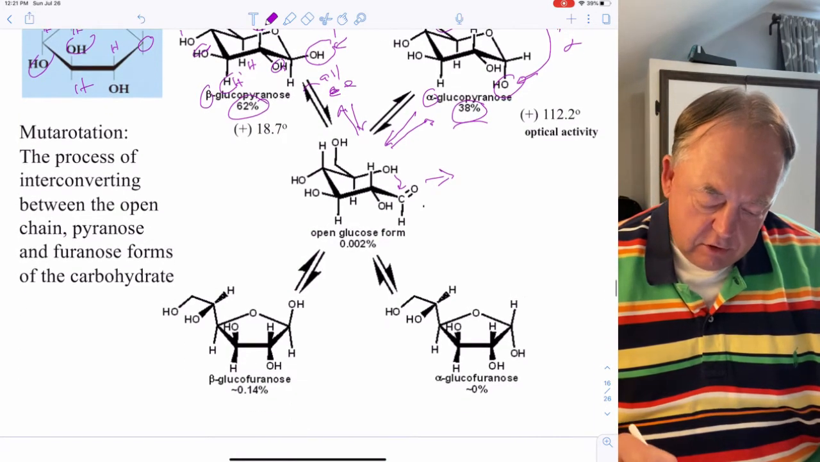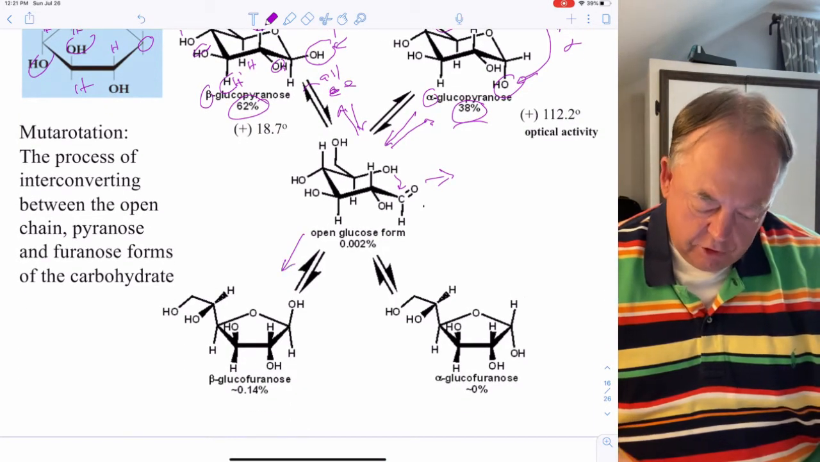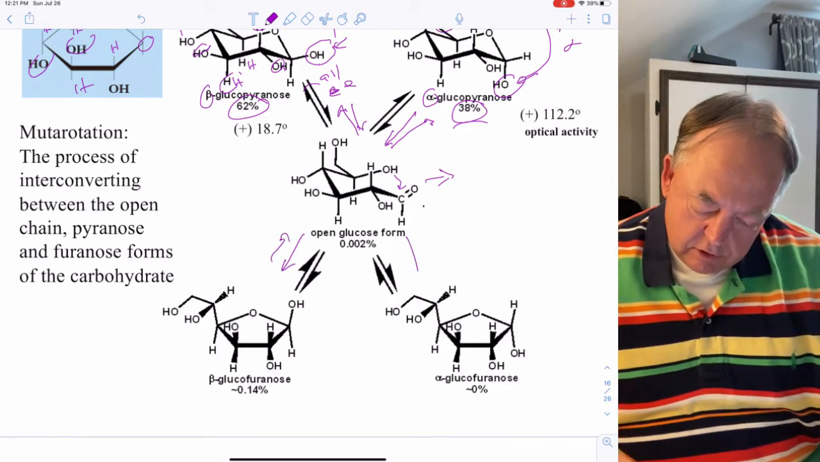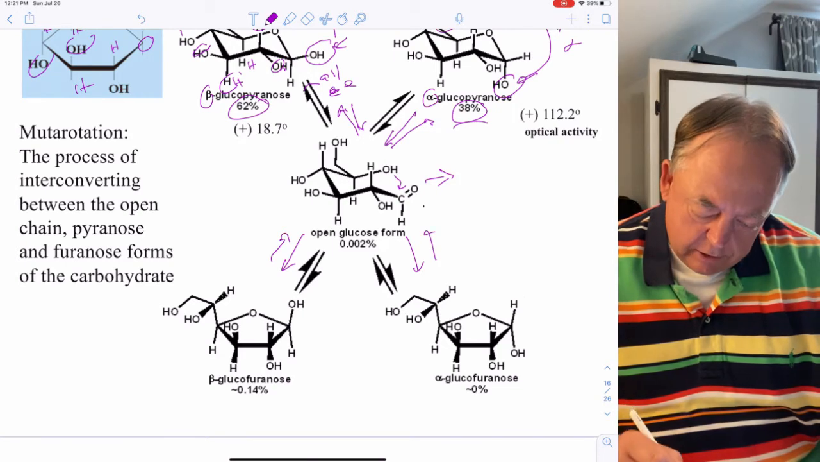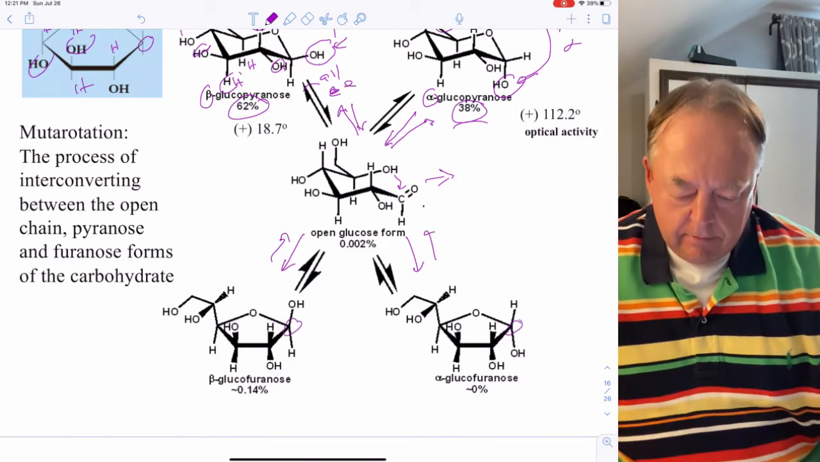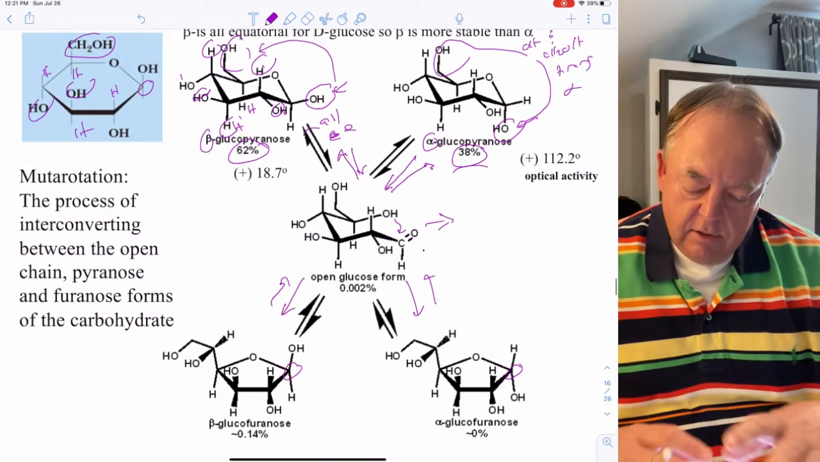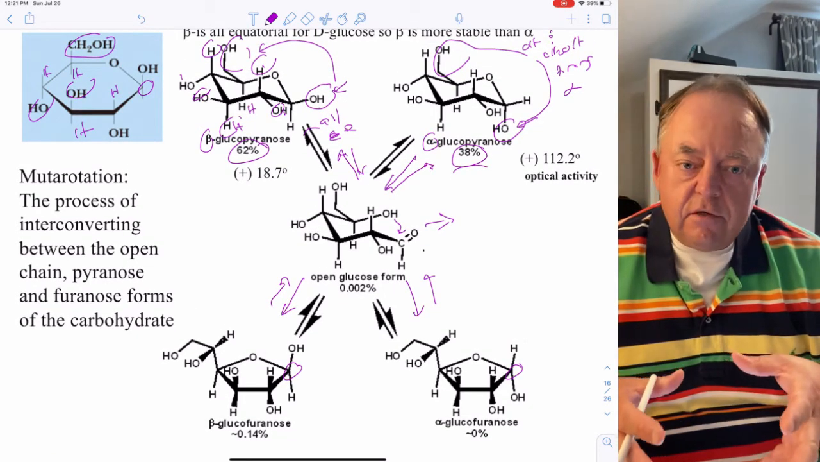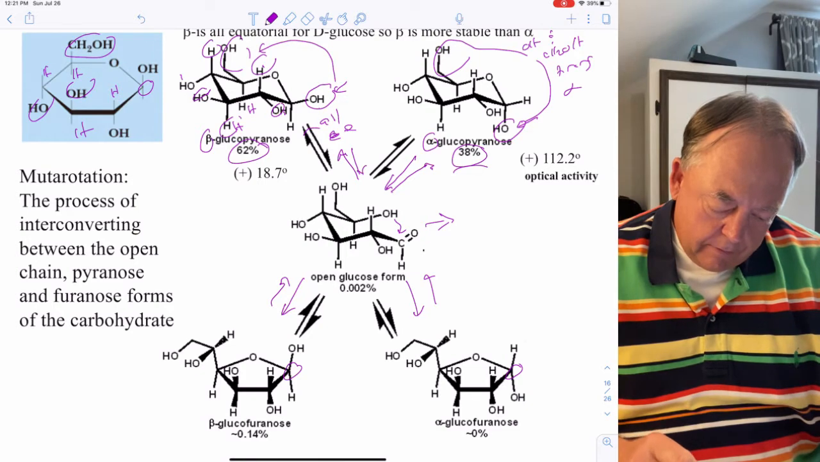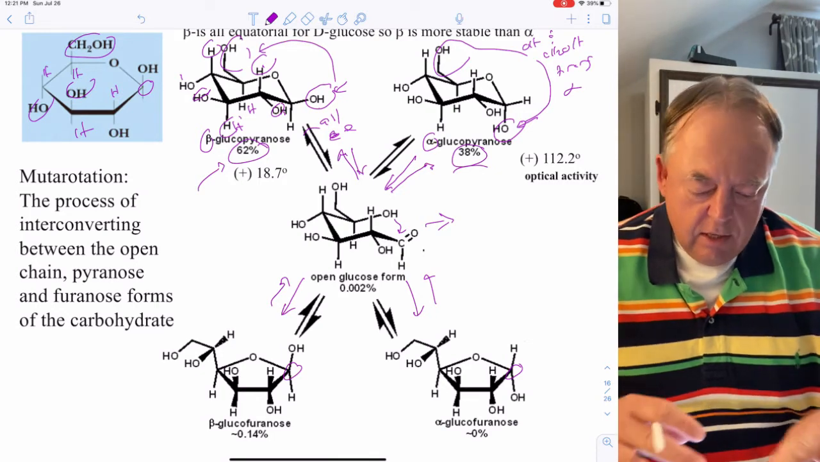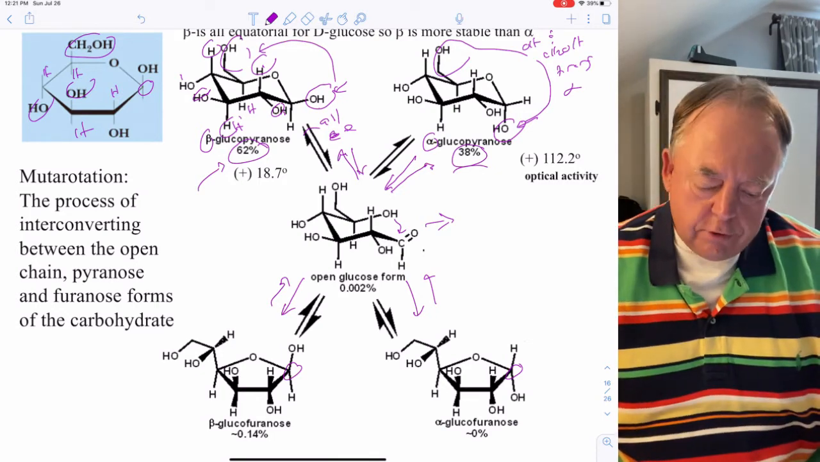Or it could close into the 5-membered ring, right? And you could make the furanose. And then open back up, close into this furanose form, where again the only difference is the stereochemistry at that anomeric carbon. So glucose in solution is a mixture of all 5 of these, but it primarily looks like the beta D glucose pyranose form, because that's thermodynamically the most stable with all of the groups in the equatorial position.